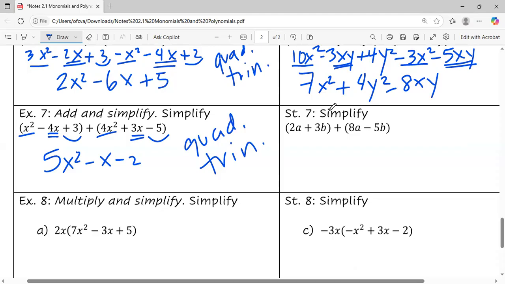So same thing here, simplify. You're adding terms. These are two terms only. So you're adding anything that has the a. So 2a plus 8a, that's 10a. And then 3b minus 5b, that's negative 2b.